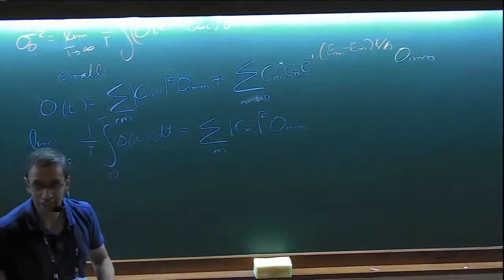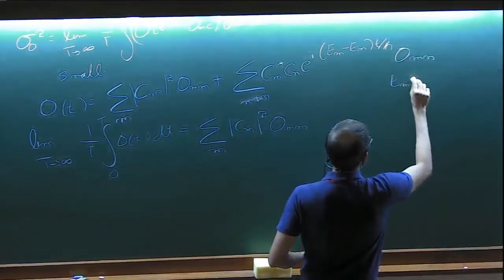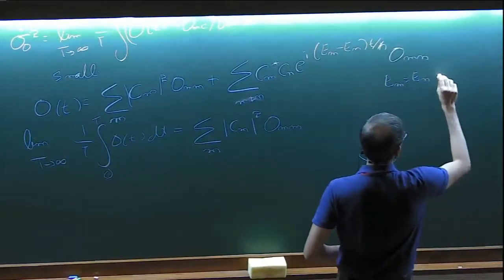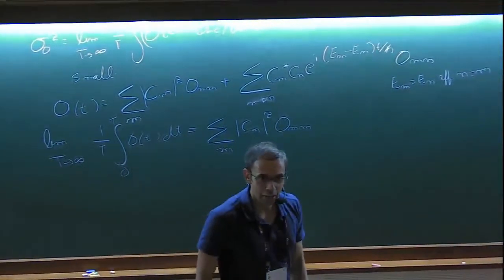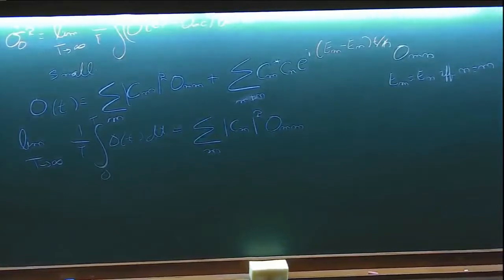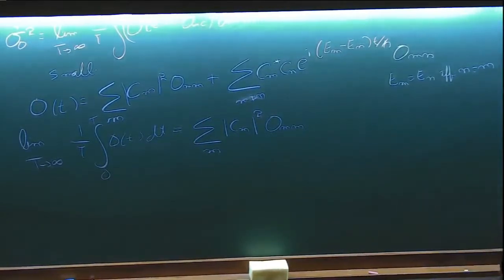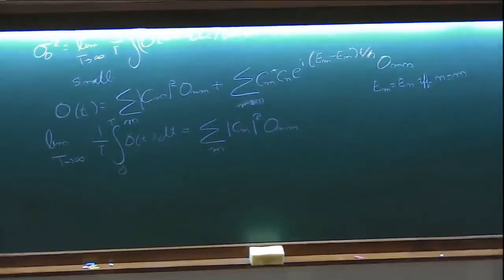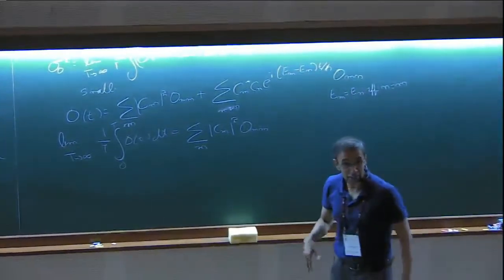And here I'm making the assumption, in saying that the second term doesn't contribute to the average, that Em is equal to En if and only if n is equal to m. What that means is that there are no degeneracies here. Now, that might seem like an odd assumption, but it's actually not, because in a non-integrable system which doesn't have any conservation laws, you wouldn't expect any degeneracies, or certainly not a macroscopic number of degeneracies. There might be some accidental degeneracies, but certainly not a macroscopic number of degeneracies, like in an integrable system.